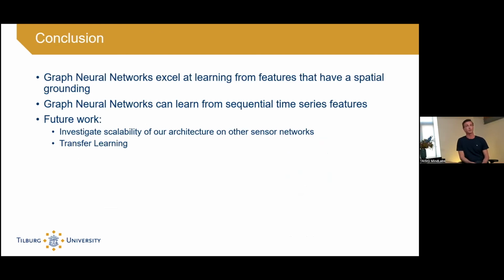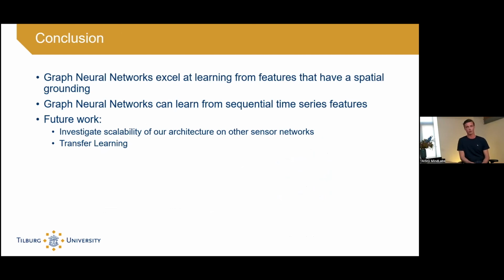So in conclusion, we've shown that graph neural networks excel at learning from features that have a spatial grounding. And from our paper, we have seen that graph neural networks can learn from these sequential time series features generated by CNN. So that is really crucial.